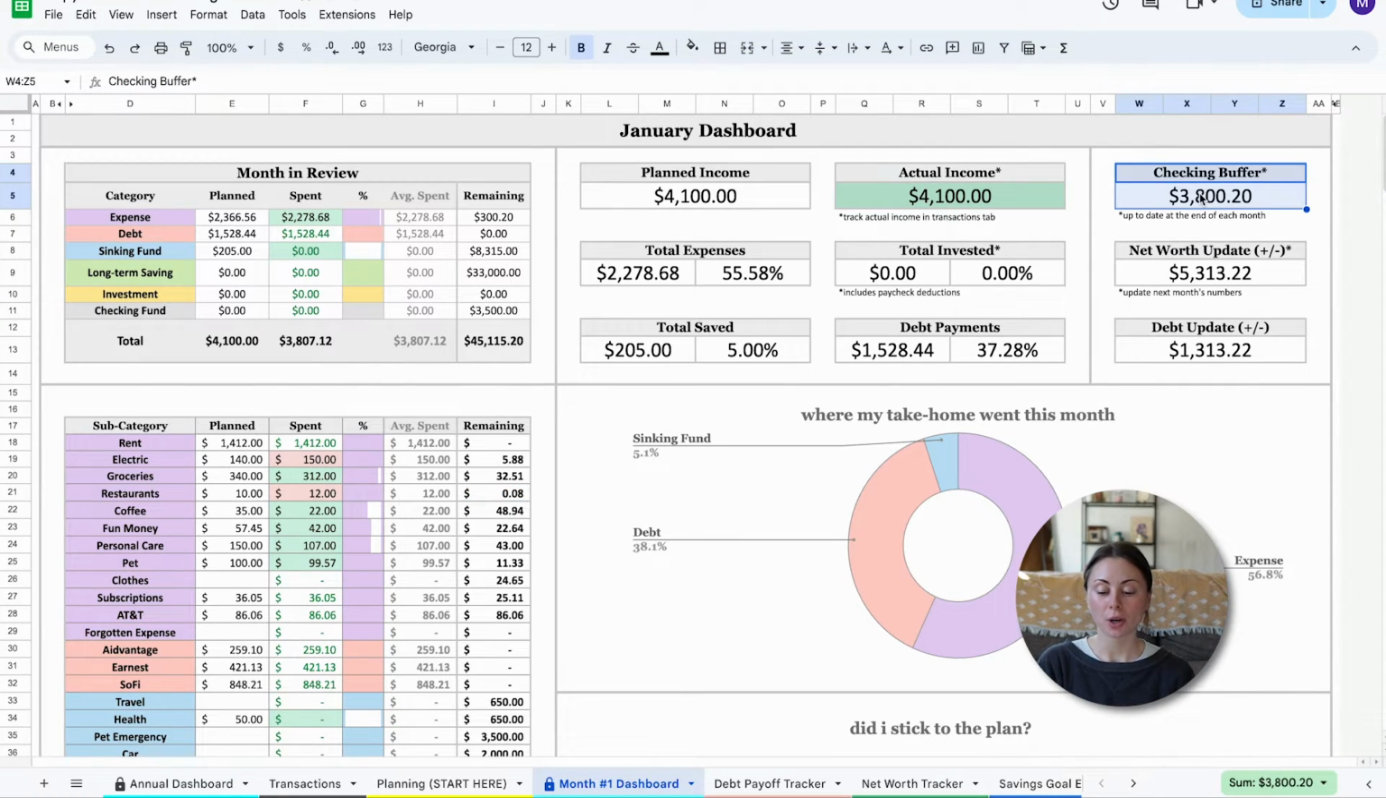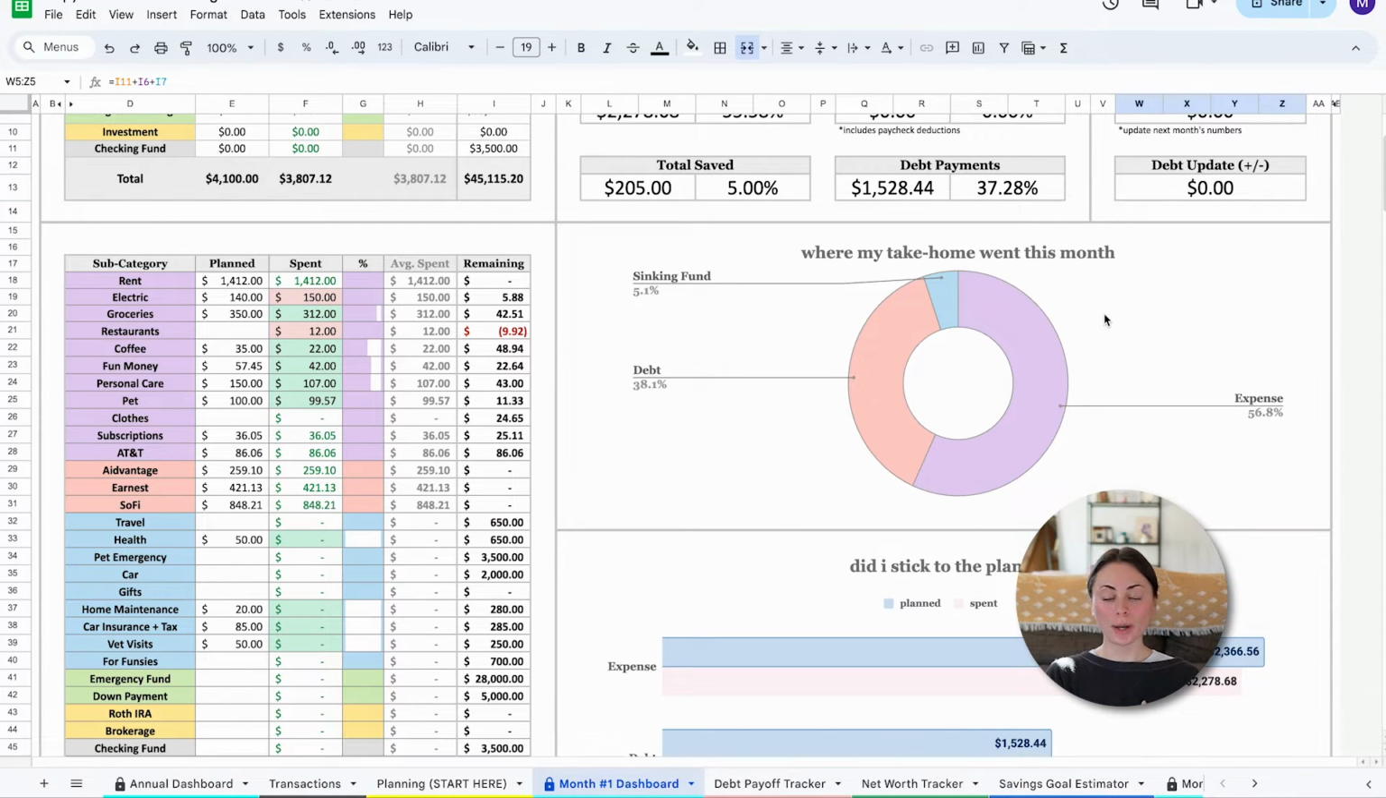One thing I also want to note is your checking buffer doesn't necessarily equal the number in your checking account. Especially when you're starting out, it's really hard to know what exactly is extra in your checking account. So what I did was just estimate what I thought I had extra and use that as my starting amount in my checking fund. And that likely will be the case for you as well. It's hard to know what is already allocated to bills and what is extra. So just keep that in mind that your checking buffer might not necessarily equal it, but as you go through the months, you'll have a better idea.